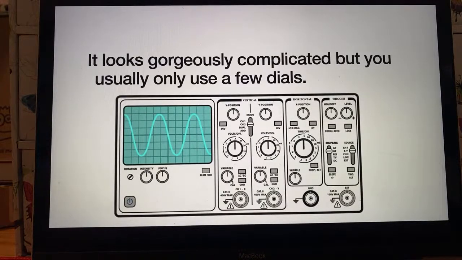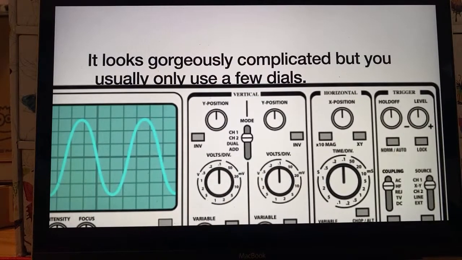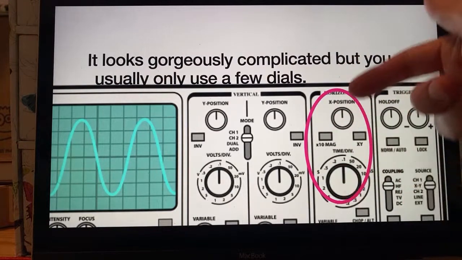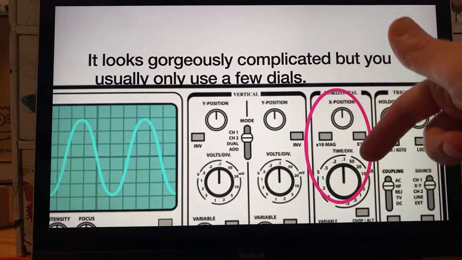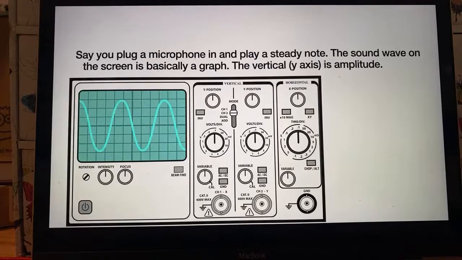So it looks really scary and complicated, right? But actually on the oscilloscope, you're only going to be using a few dials. To pass your GCSE physics, your IGCSE physics exam, you don't need to use an oscilloscope at all, but you do need to know how it works. So we're really only going to be using this dial here, actually, that says X position and time/div.